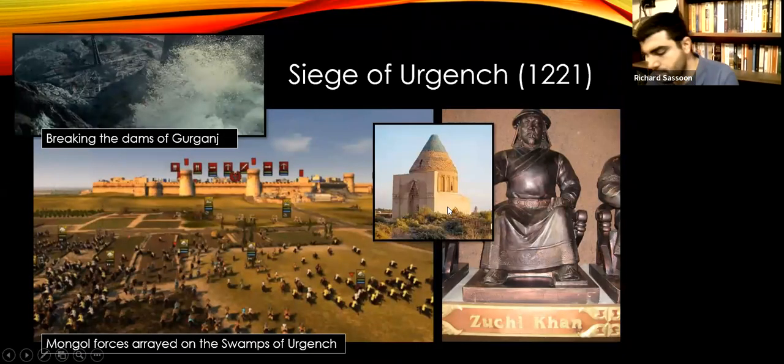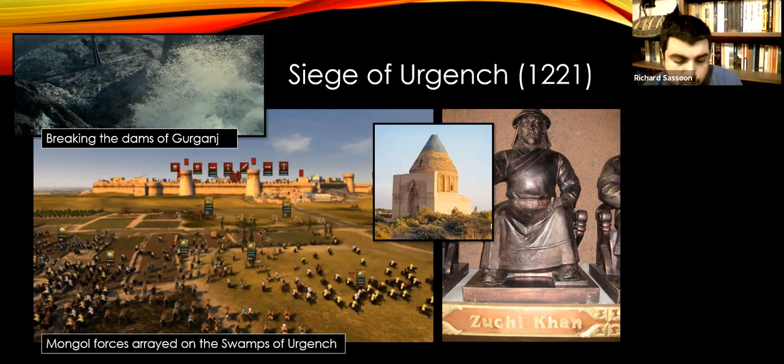So you then have the siege of Urgench. The siege of Urgench is a particularly interesting story. The city of Urgench is just south of the Aral Sea in what's now Uzbekistan, very close to the Turkmenistan border. Because of its proximity to the Aral Sea, Urgench is built on a very swampy environment, which meant that the Mongols had an immense amount of difficulty arraying their forces against the city. It took them months to besiege the city and bring down the walls, which is much longer than it usually takes.